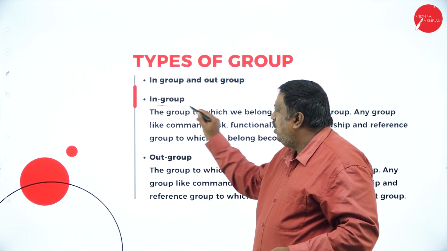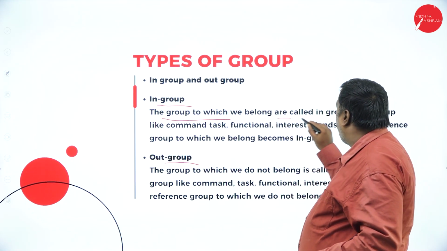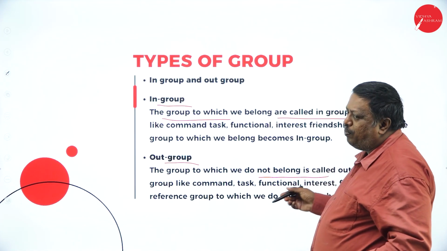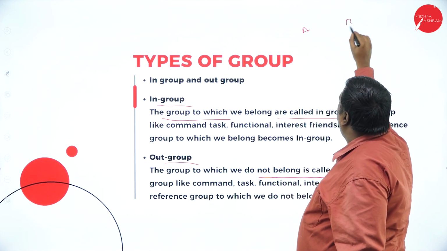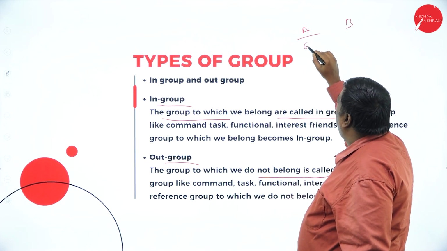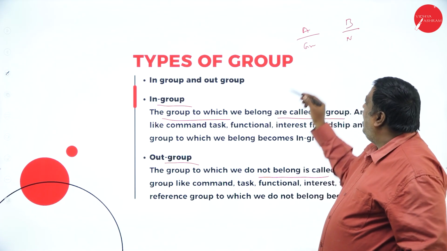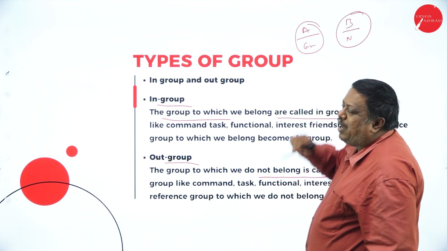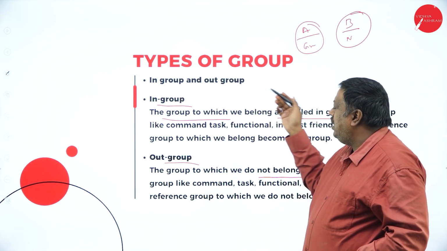Next, we have in group and out group. The group to which we belong is called the in group. The group to which we do not belong is called the out group. Means there are two groups, A group and B group. I'm a member of A group. I'm not a member of B group. So I'm inside A group, but I'm not inside B group. I'm outside that group. That's the difference between the in group and out group.